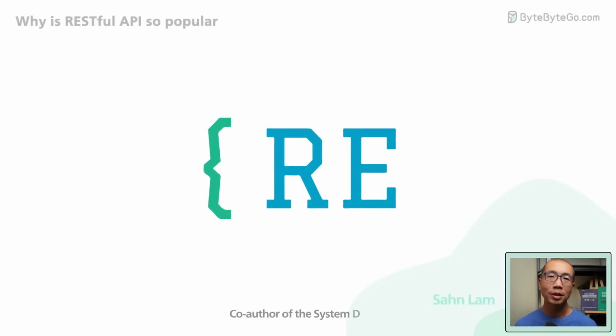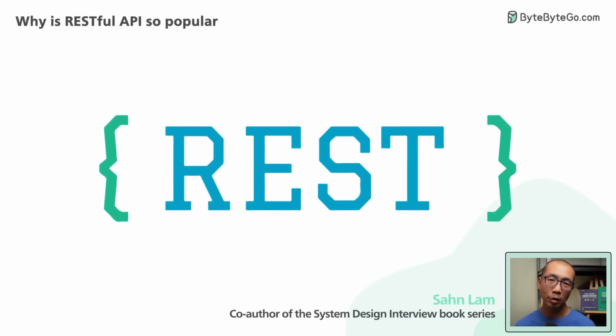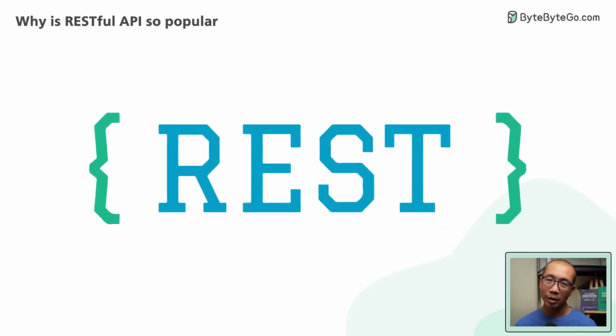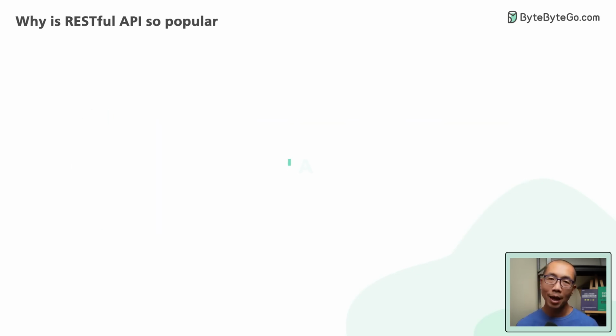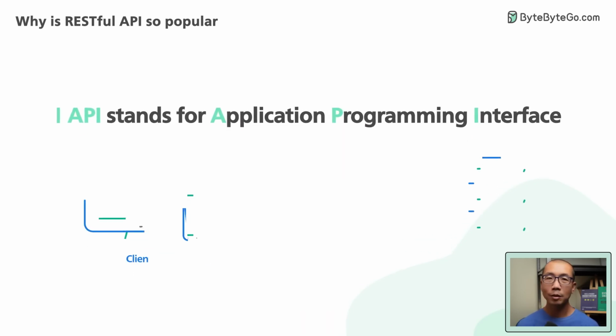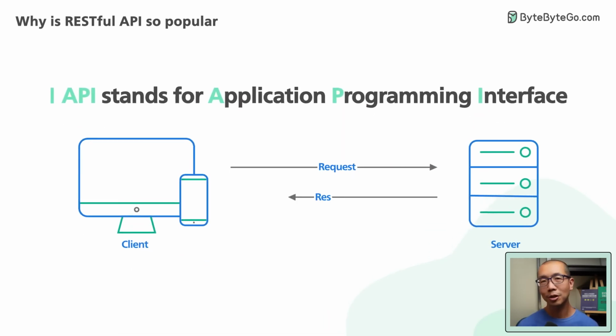REST is the most common communication standard between computers over the internet. What is it? Why is it so popular? Let's take a look. API stands for Application Programming Interface. It is a way for two computers to talk to each other.